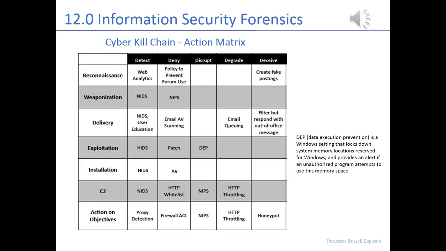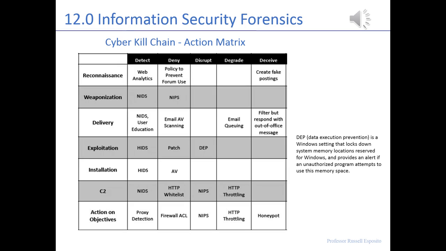Installation, again an HIDS, again antivirus. Command and control, similarly network intrusion detection system. An HTTP whitelist perhaps might stop that. Again, a network intrusion prevention system might disrupt it. And tar pitting, also called HTTP throttling. So if you know you're under attack and you know that someone's consuming your data and exporting your data, you can try to tar pit it, slow it down. And that's what HTTP throttling means. Slow down that exfiltration of your data, right? At that point they already have command and control at the C2 list, but you could slow it down and frustrate them and make it difficult for them to pull any more data off of your organization's systems.